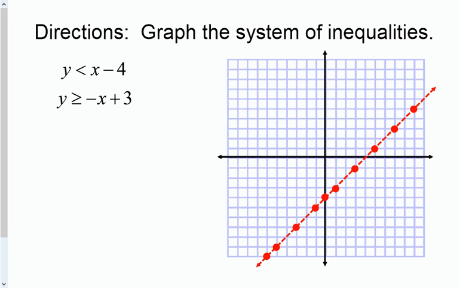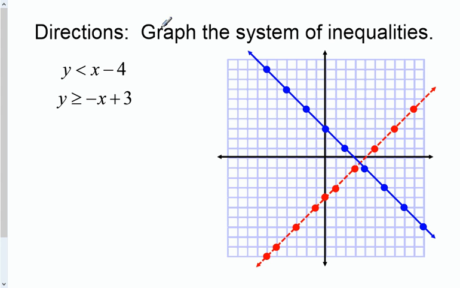Now I'm going to graph my next intercept, which is +3. And then I'm going to use my slope, which is -1. So I'm going to go the other direction and fill in some more points. And this time I'm going to have a solid line because that is greater than or equal to. So there are my two border lines.